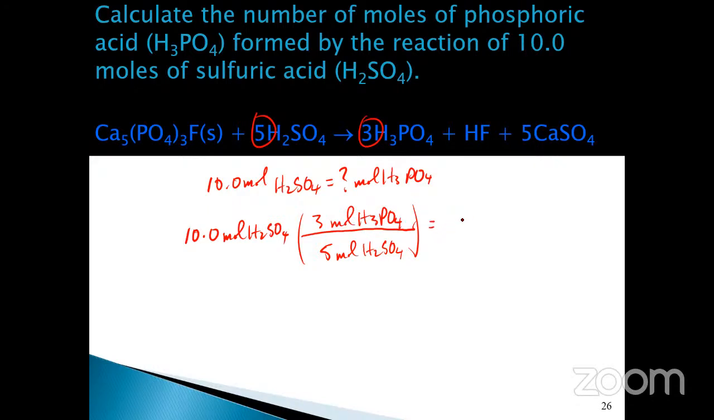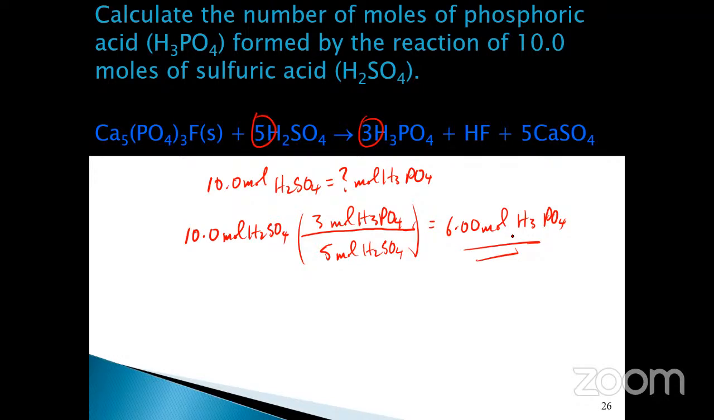All you have to do from here is math. And based on what I can see here, the answer is going to be 6.00 moles of H3PO4. And that's it. That's how you solve that particular question. So this is a standard mole-to-mole type calculation. Again, you have to work with a balanced equation in order to solve this kind of problem. Okay, any questions about this?